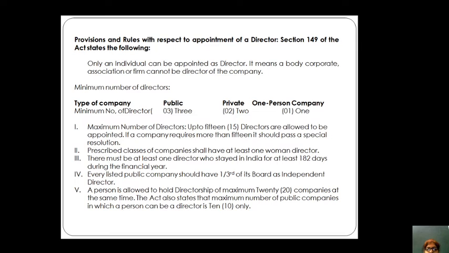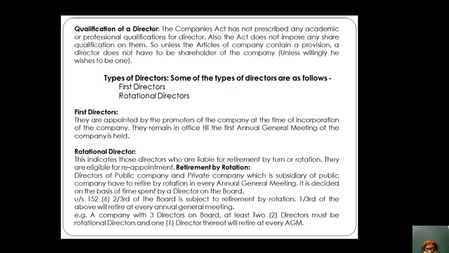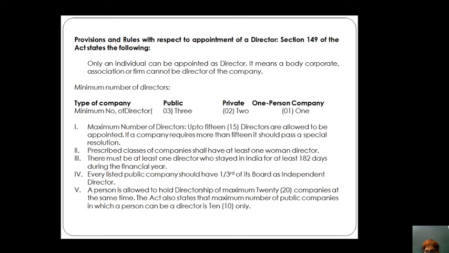A person is allowed to hold directorship of a maximum of 20 companies at the same time. It means a person can work at a time for 20 companies as a director. The Act also states, but again there are some rules and regulations, that the maximum number of public companies in which a person can be a director is only 10. Means if he wants to be a director of a private company, then the limit is 20. But if an individual wants to be a director of a public company, then the number is only 10.